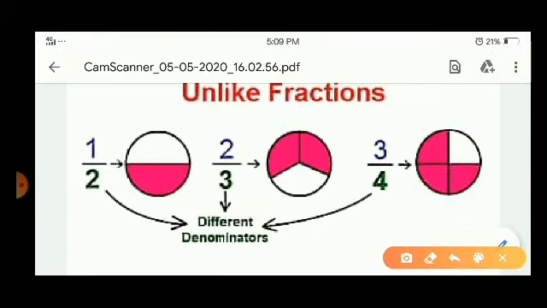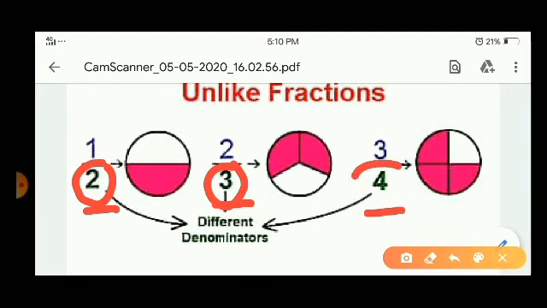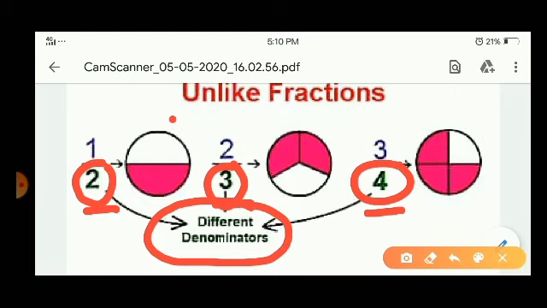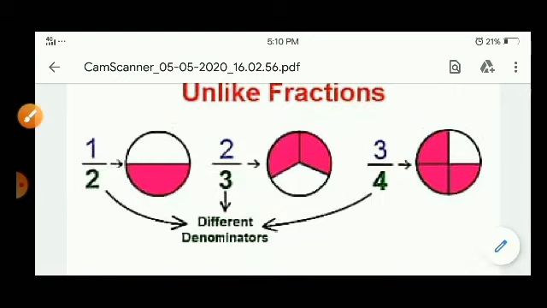So here is the example. Again 3 fractions are there. First is 1 upon 2, second is 2 upon 3, and third is 3 upon 4. 2 is the denominator here and 3 here, 4 here. So the 3 fractions are having different denominators. So fractions with different denominators are called unlike fractions. I hope you are understanding it.